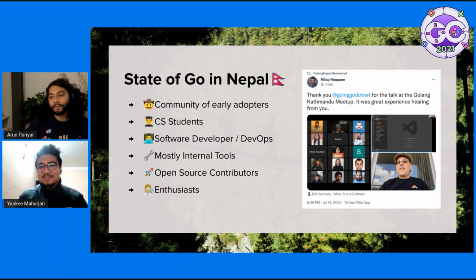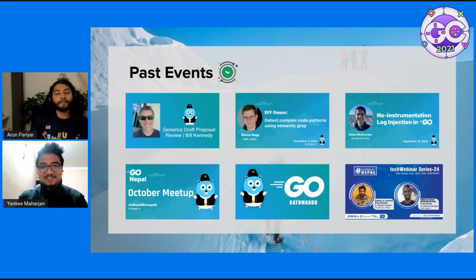And on the right, you can see the screenshot of one of our meetups where we had the privilege of having Bill Kennedy to talk about generics in Go. So, having said that, let's go to the next slide and look at our past events. We have had a great track record when it comes to our events. We have the likes of Bill Kennedy, and we have Isan Mukherjee and Zain Askar talking about Pixie. If you are into the Kubernetes space, for observability stuff Pixie is great.